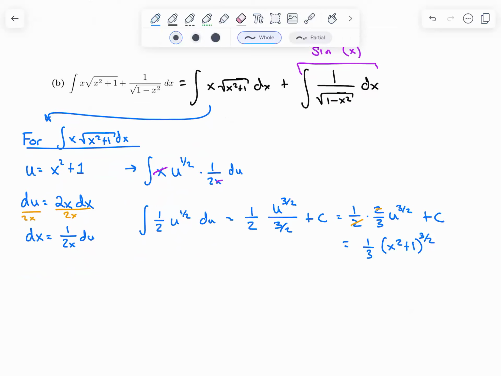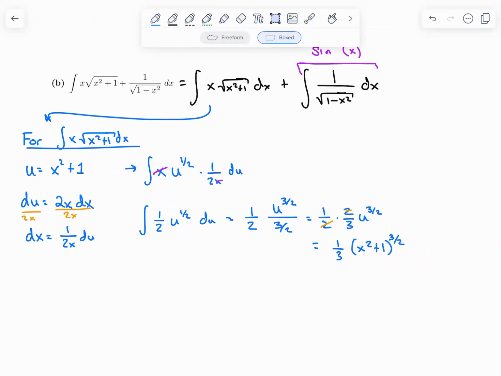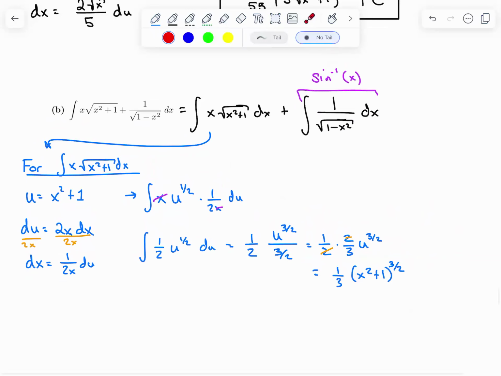And actually, you know what? I'm not even going to write the plus c, because I just want to write the plus c at the very, very end. You can add two constants, right? You could do sine inverse of x plus a constant c and this one plus a constant d. And that's not wrong to do, but we can combine them into a global constant at the very, very end.